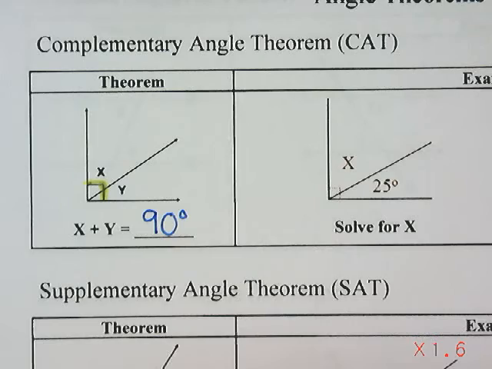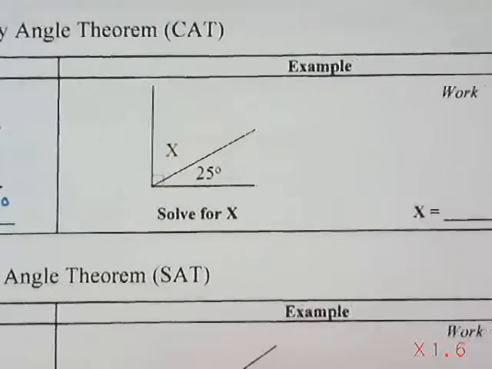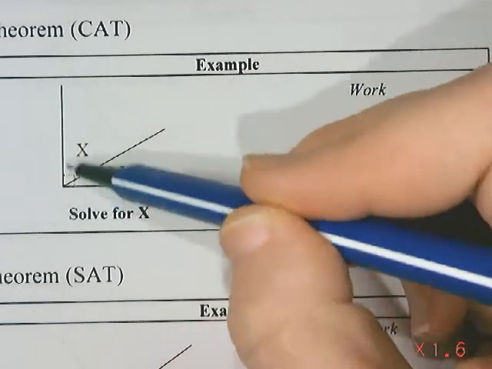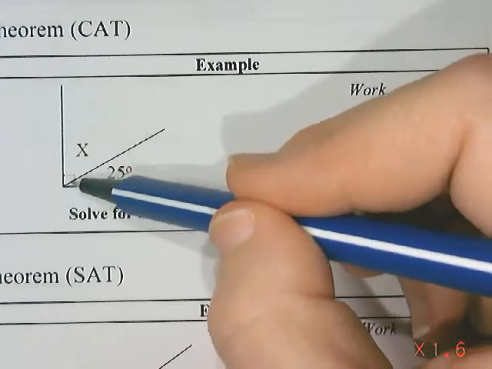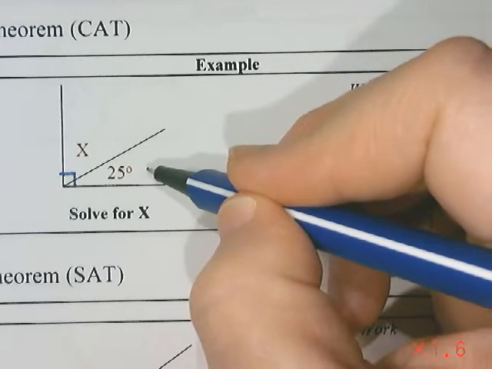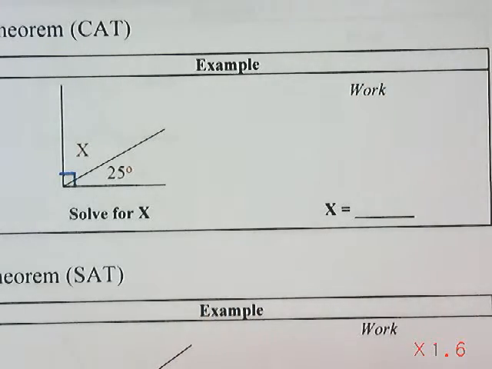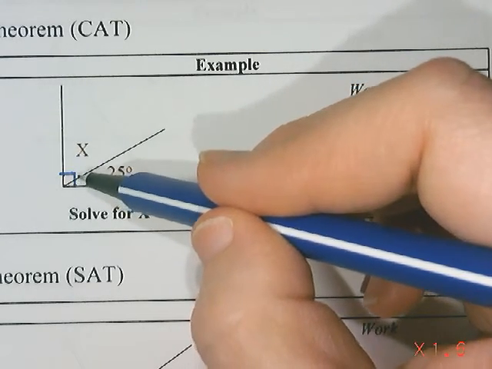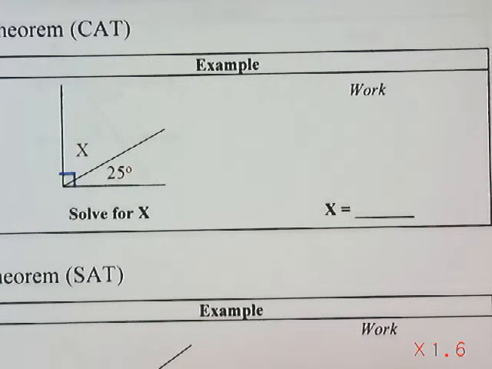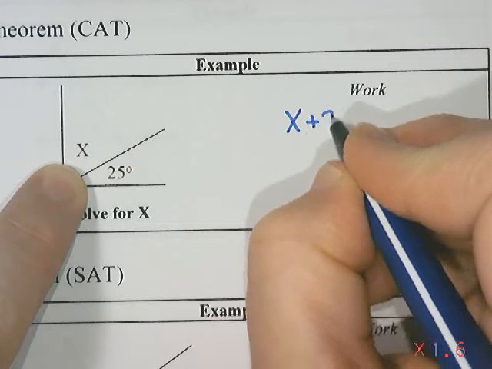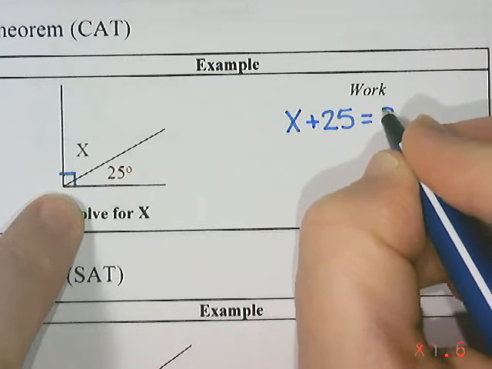So I can use that pattern to help me calculate missing angles if I have a diagram that's only partially labeled. So in this picture, I have two angles that together make that little square in the corner, so they make a right angle. So I have x and 25 degrees, and it's asking me to solve for x. So I know that these two angles together add to 90 degrees. And since we just finished our unit on equation solving, I would like you to write an equation and then solve it.